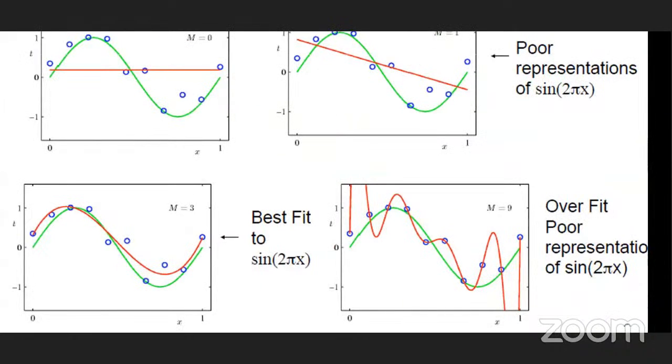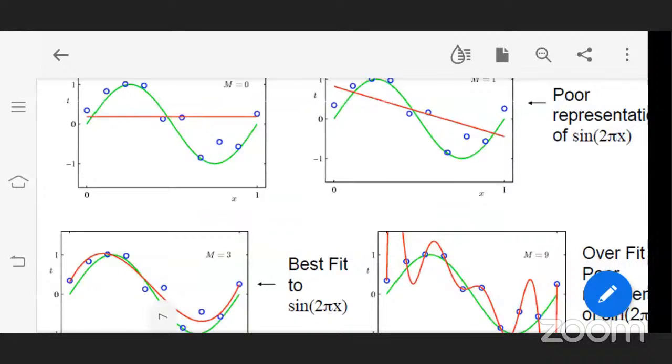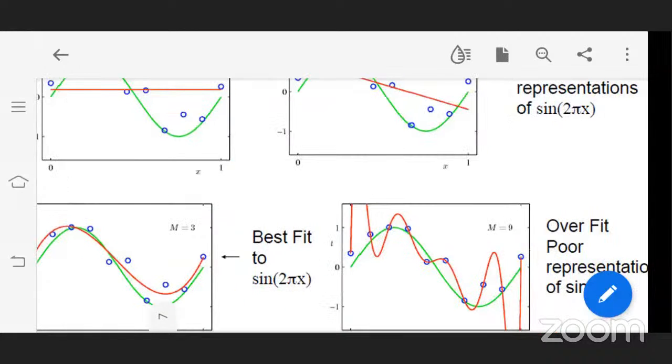M equal to 9 is a case where you overfit the data. Overfitting means what? You are plotting a curve which is passing through all the points. So what will be the training error? It will be 0. What will be the testing error? It's going to be very large because the curve is very, very complicated.